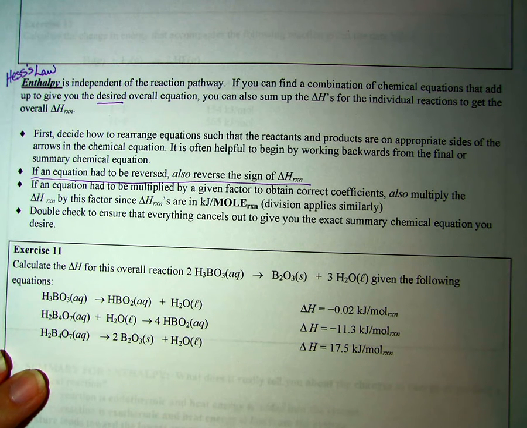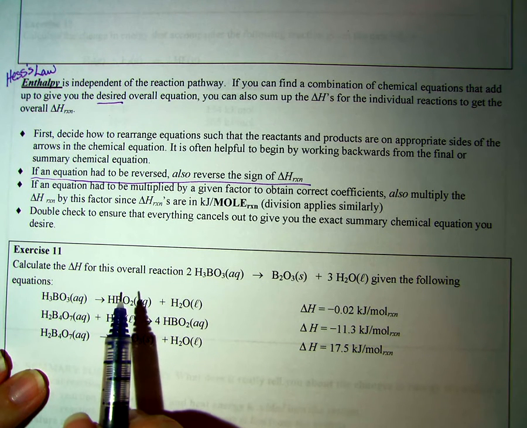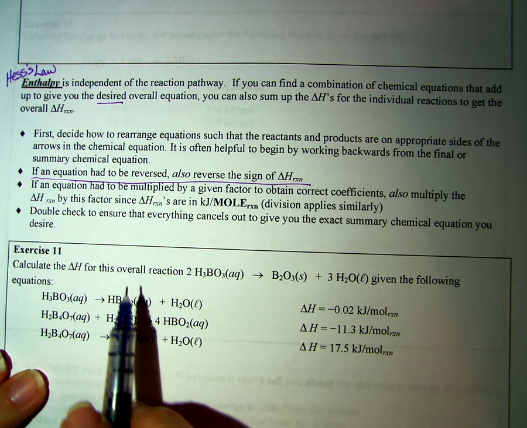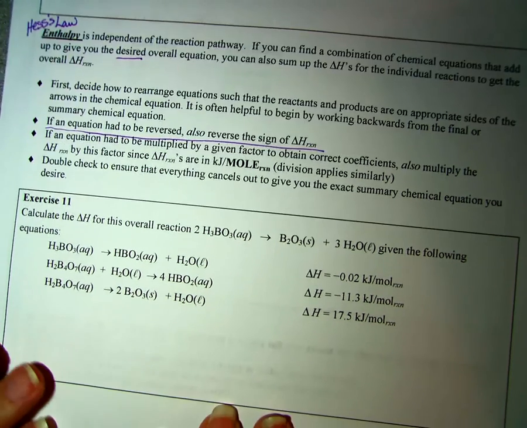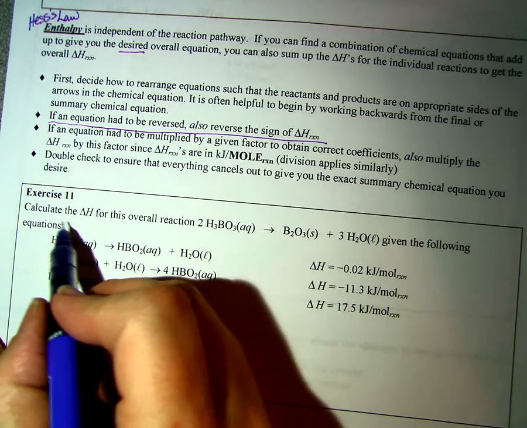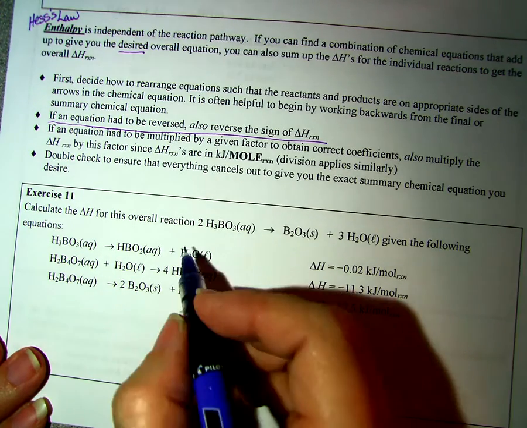If you reverse the equation, you have to reverse that delta H also. If you have to multiply in order to get the coefficients to work out, then you also have to multiply your delta H. Or if you have to divide, you also have to divide your delta H. And then be sure that everything checks out, cancels out, and gives you the exact equation that you're wanting. All right, so for exercise 11, it says calculate delta H for this overall reaction. This is your goal equation.